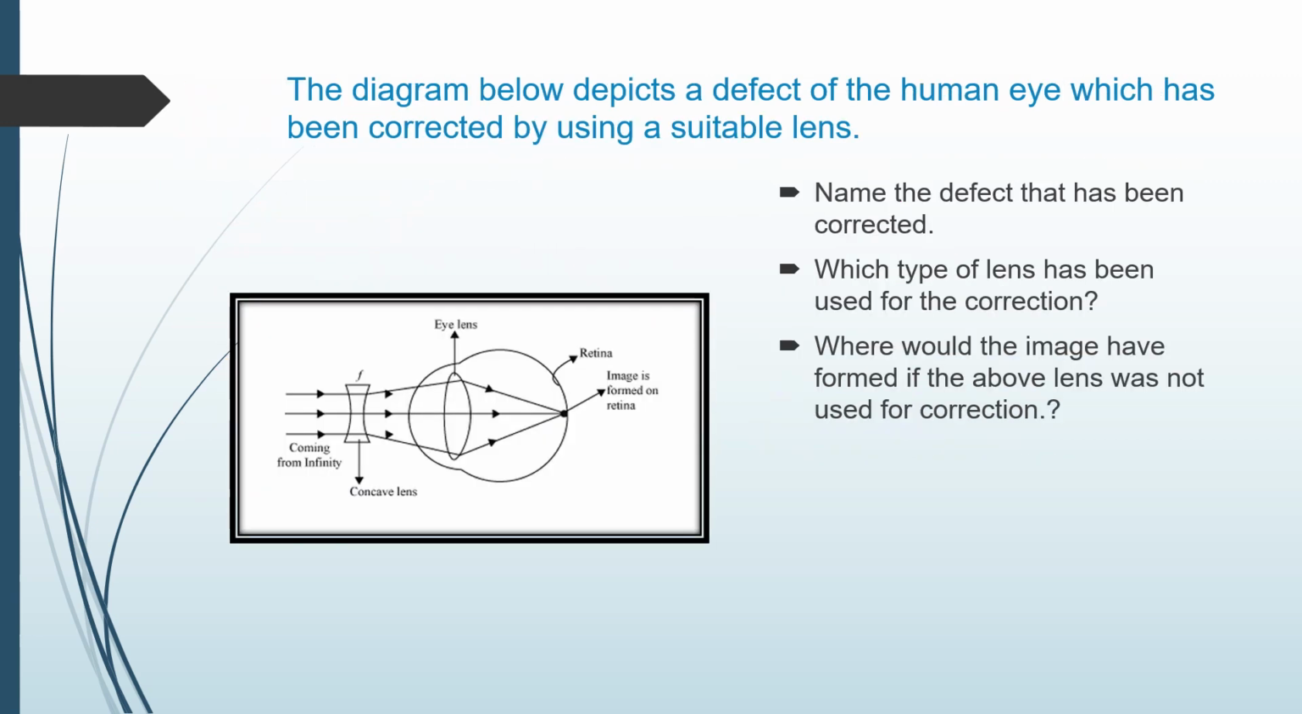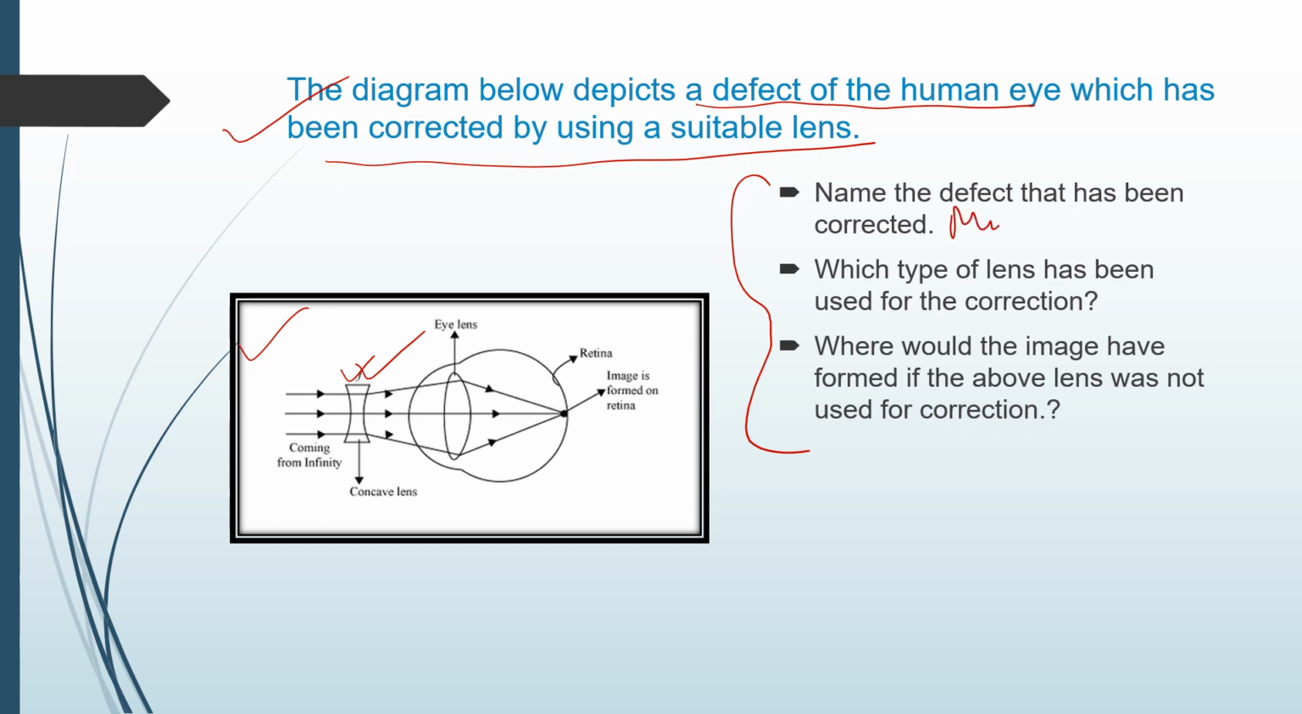Now this same question we have discussed earlier with a different set of diagrams and questions. You just see the diagram first and see which type of lens they have used to correct the defect. The diagram below depicts a defect of a human eye which has been corrected by using a suitable lens. Generally we all know that concave lenses are used to correct myopia. So the defect is myopia. Same questions, but the diagram is a bit different. Just observe it. Which type of lens has been used for correction? We know that a concave lens has been used.